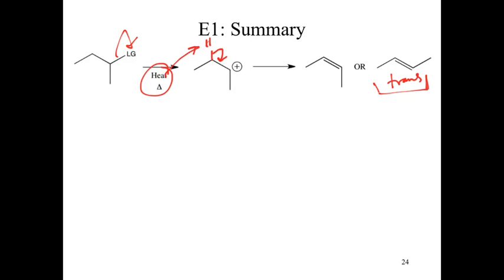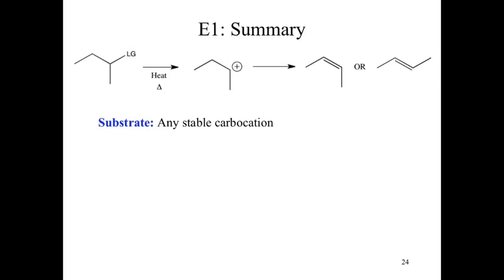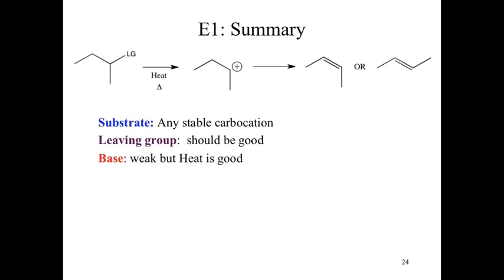So what things are going to control this? Well, our rate limiting step says it's the first step. Okay, so in that first step, just like with the SN1, we're forming a carbocation. That means the substrate needs to give me a stable carbocation. So we're looking at resonance, or we're again looking at our tertiary being more reactive than our secondary. Leaving group, okay, again, should be good, not very helpful.